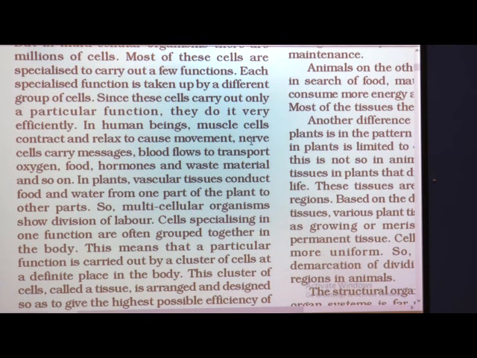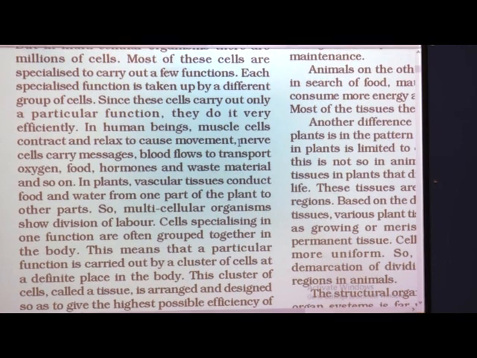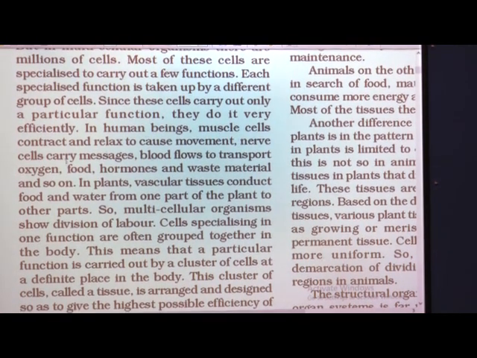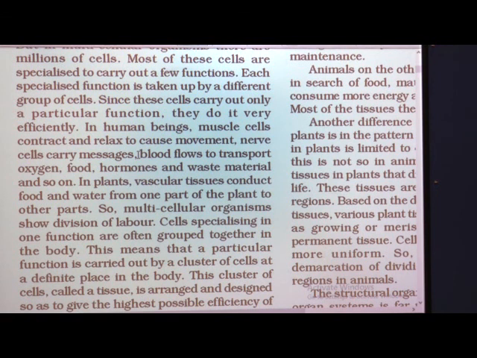Now, in human beings, muscle cells are there, they contract and relax to cause movement. So, in the human body we find muscle cells. What is the function of muscle cells? During movement they contract and relax. Similarly, there are nerve cells which carry messages. As you know, nerve cells carry messages from the brain to different target sites. Then there is blood which flows to transport oxygen, food, hormones, waste materials and so on.